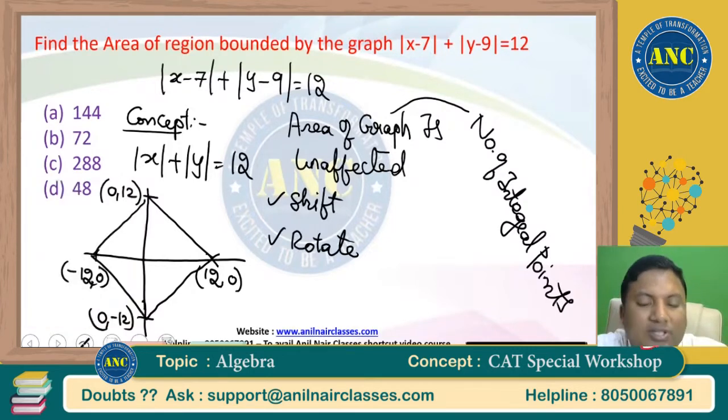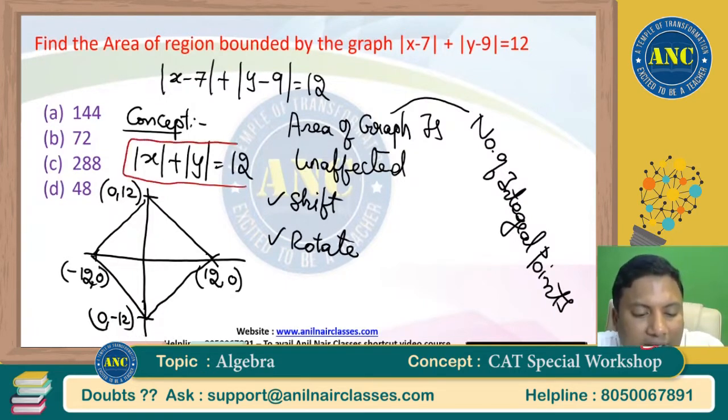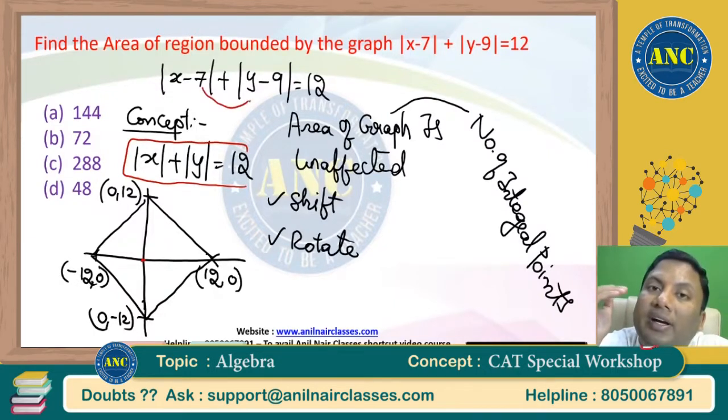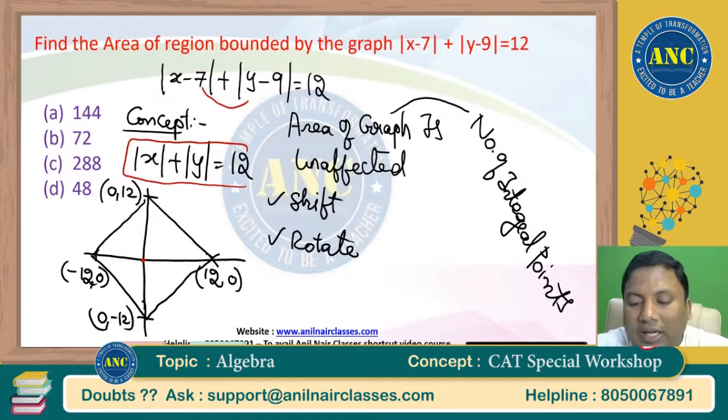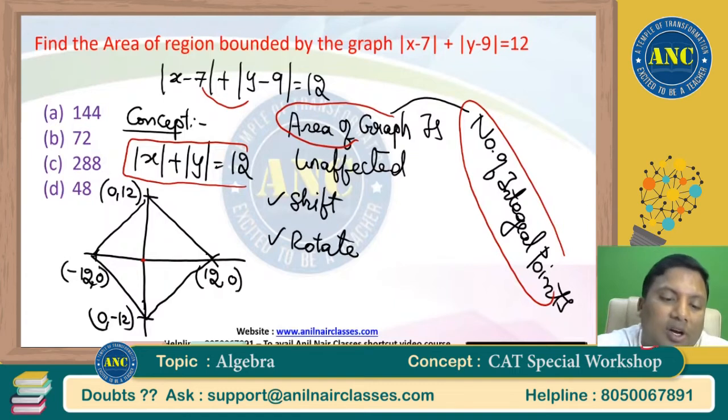Mod x minus 7 plus mod y minus 9 equivalent to 12. Actually, the center is at the point 0, 0, and it is shifted to 7, 9. Every point x, y is shifted from x dash, y dash to x plus x dash, y plus y dash. This is something we discussed in our school days. Area of the graph is unaffected if I shift the graph from one point to another point, or rotate it. Area is unaffected, perimeter is unaffected, number of integral points are also unaffected.